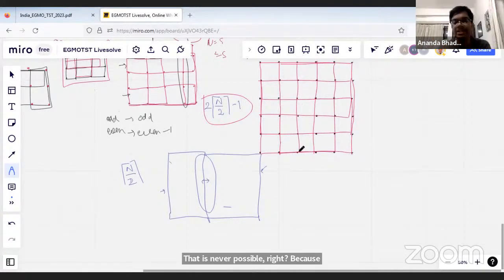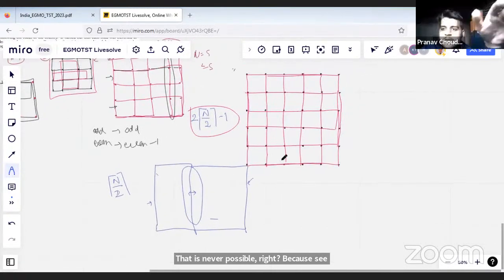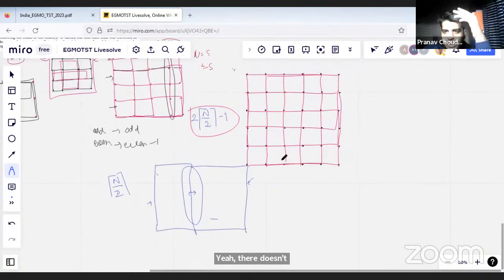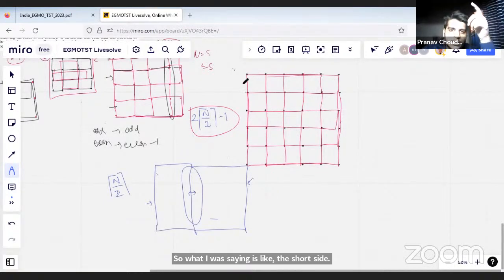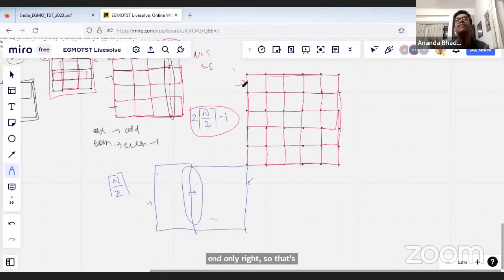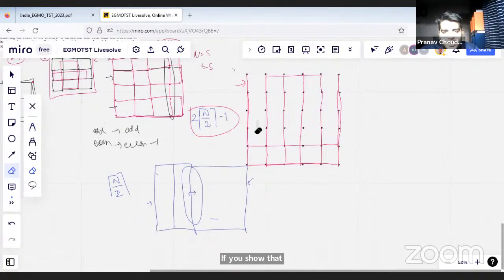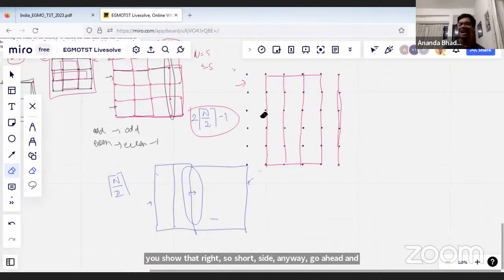Because the big square has 2 long sides. What I was saying is, if one side is n, the short side always goes at the end only, so that will never be covering any row. Yeah, that's true. Short sides anyway go at the end. Also, this has n things.